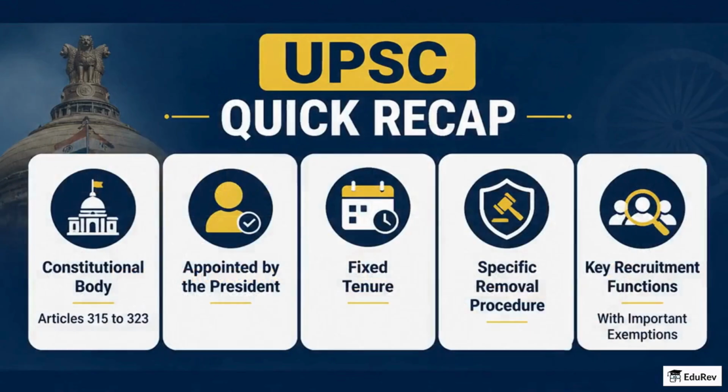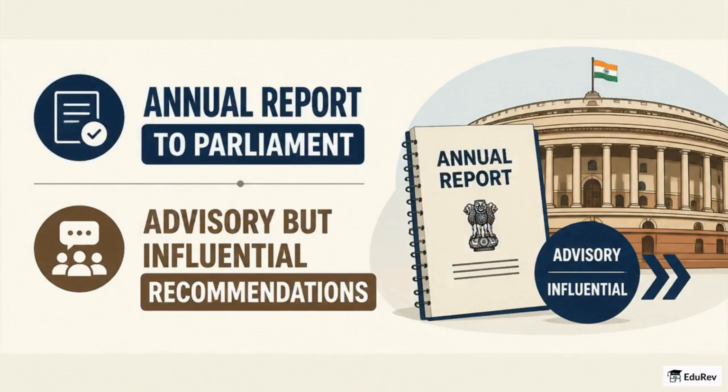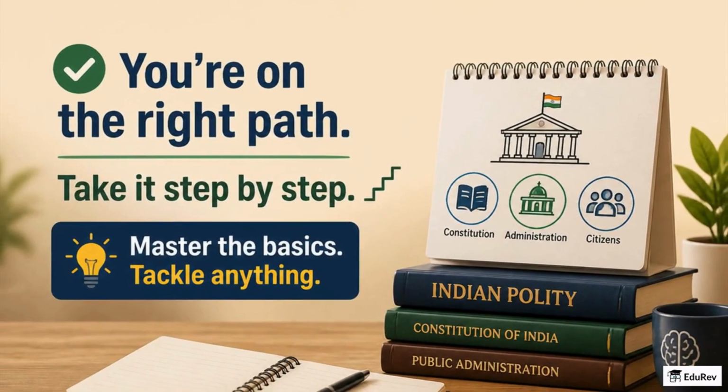Quick recap. UPSC is a constitutional body under Articles 315 to 323, appointed by the President with fixed tenure, specific removal procedures, key recruitment functions, and some important exemptions. Remember the annual report to Parliament and the advisory but influential nature of its recommendations when you study institutional questions for the exam. You're doing the right thing by breaking this down slowly. And understanding these basics will make constitutional and administrative questions much easier to answer.